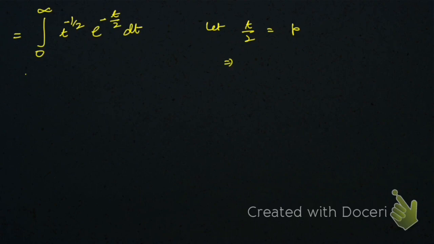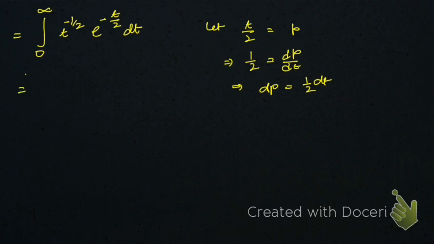if you differentiate it with respect to t, then you will get half dp by dt, which is going to imply dp is equal to dt into half, right? So this is what we have.